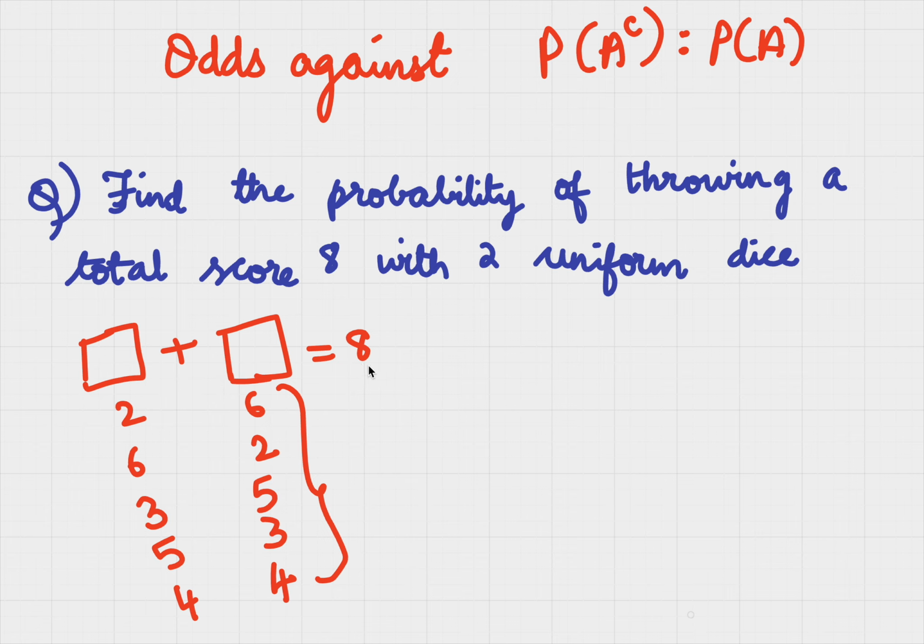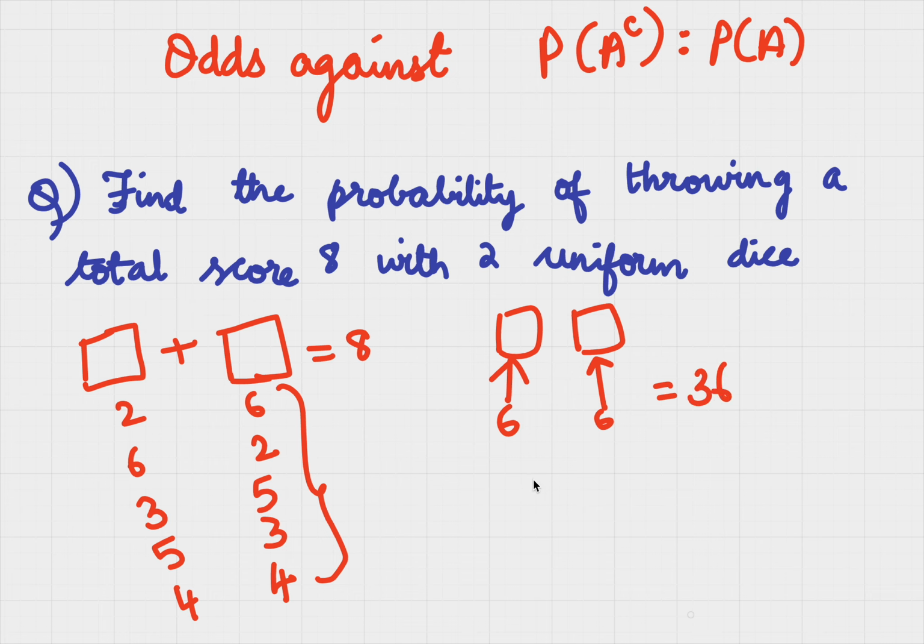Now what is the total number of possibilities? If we consider 2 dice, here we can get 6 numbers from 1 to 6. Here also we can get 6 numbers from 1 to 6. So the total number of possibilities will be 36.